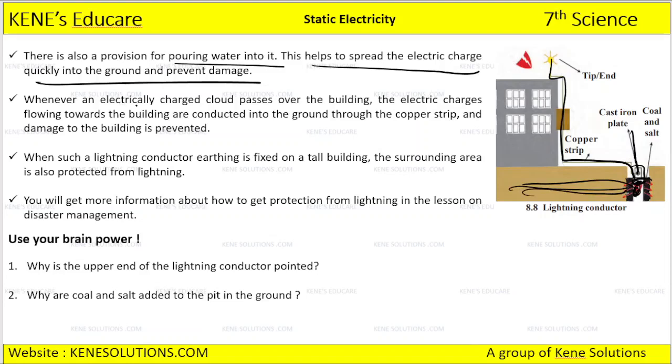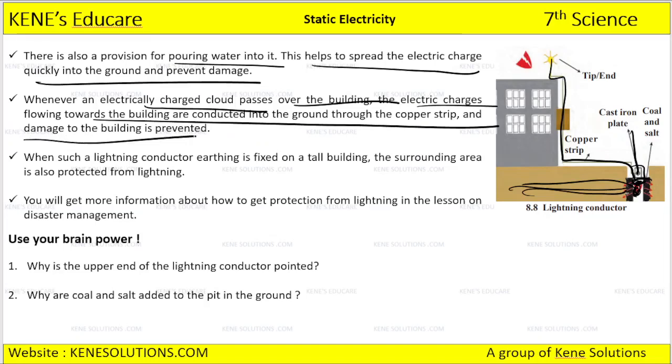Now, whenever an electrically charged cloud passes over the building, the electric charge flowing towards the building is connected to the ground through the copper strip and it prevents the damage. So in this way, you can prevent the damage.